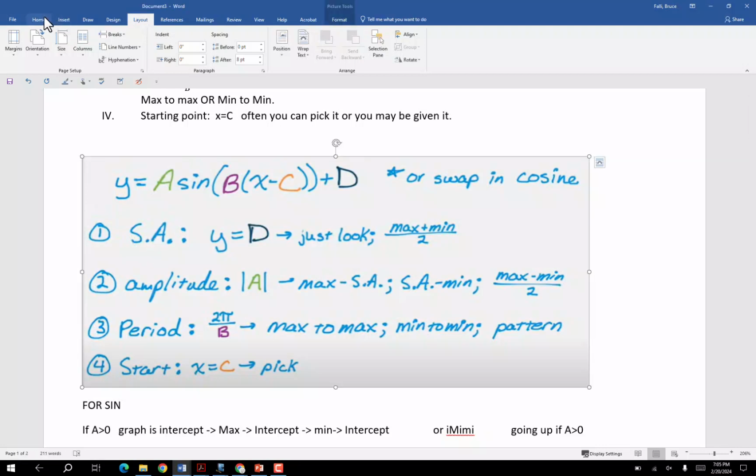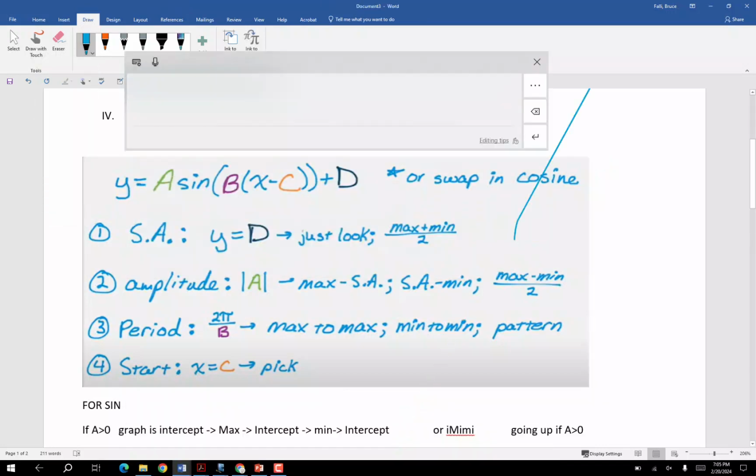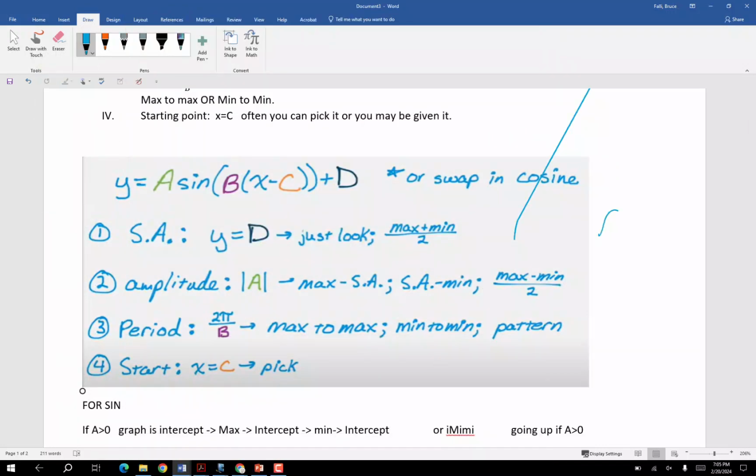SA is the sinusoidal axis. So that means when you do this, it's the middle line, okay? So that kind of tells you this is what shifts up for this guy. So that means it's going to go up or down. Okay. So the amplitude is A. It's the number right in front of it, right? And that tells you how tall it is.